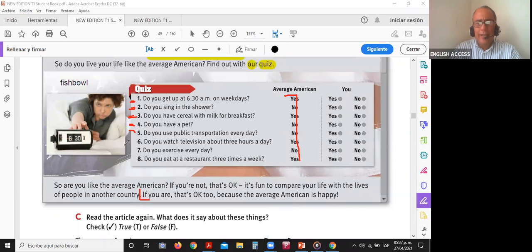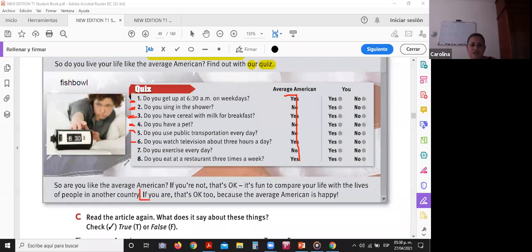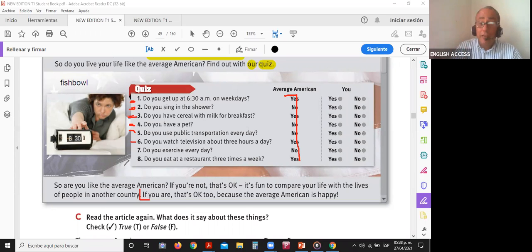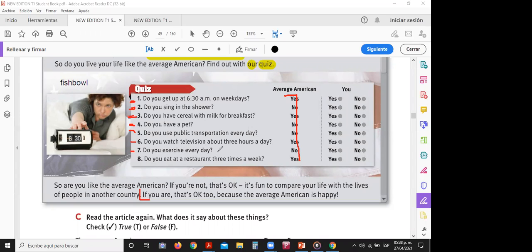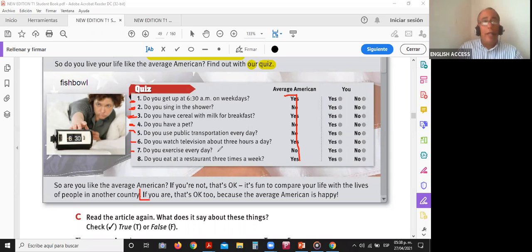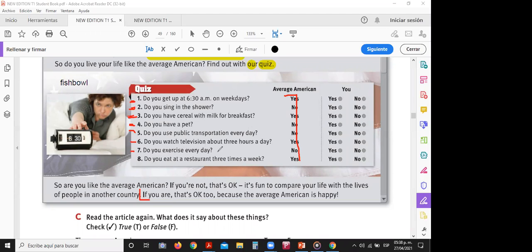Number 6. Who's next? Carolina. Do you watch television about 3 hours a day? 3 hours a day watching television. Changing the channels. Check yes or check no. Number 7. Fatima, can you help me? Do you exercise every day? In the morning, 6 o'clock. So let's go run every day. Yes or no?